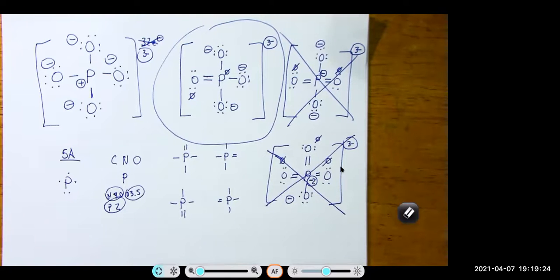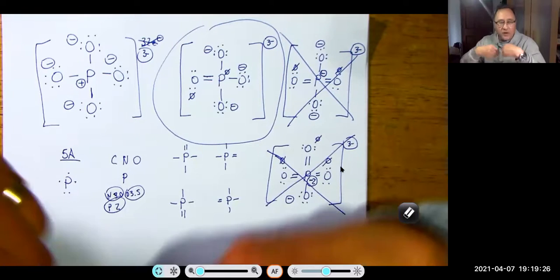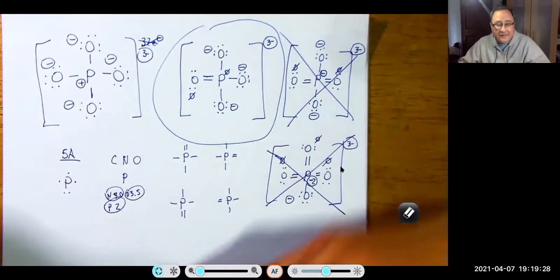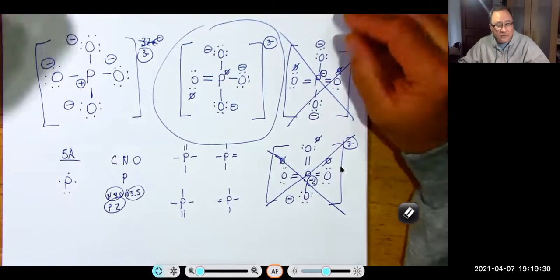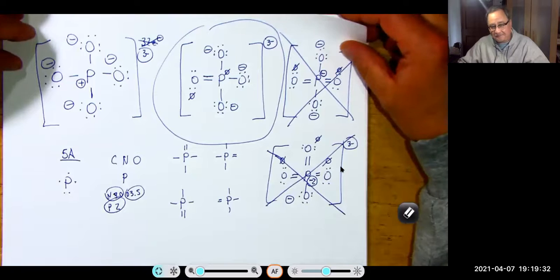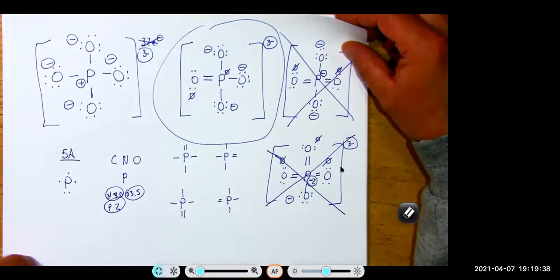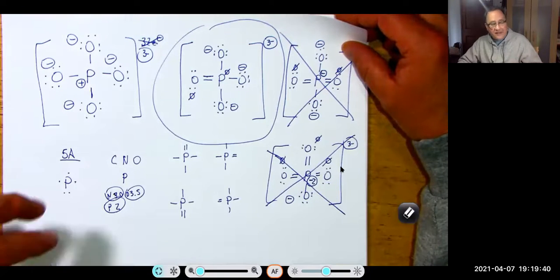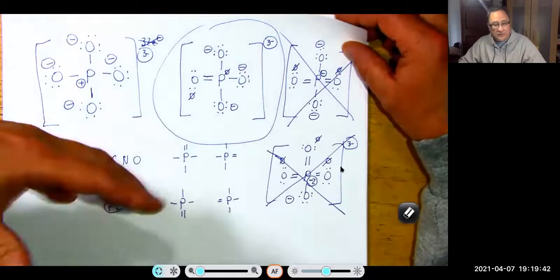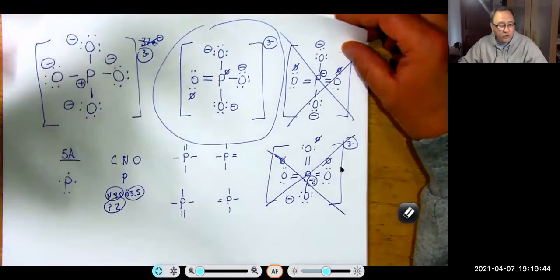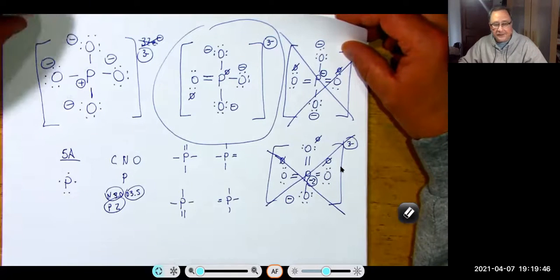So if you are going to have charges in there, where do you want them? Well, you want them on the atoms that can sustain the charge, the more electronegative atoms. So that's why they call it electroneutrality, because it's based on electrons, but you're also looking for neutral formal charges, essentially.